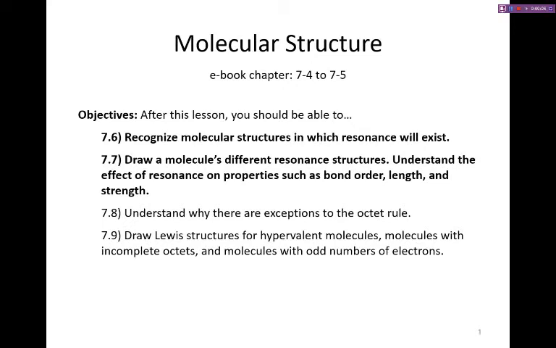In this video, we're going to continue looking at Lewis structures and the variations within them. Specifically, we're going to talk about a phenomenon that we call resonance. And we're going to understand how resonance structures work and the effect of resonance on properties such as bond order, bond length, and bond strength.